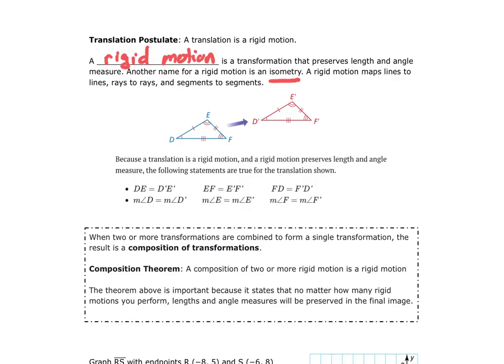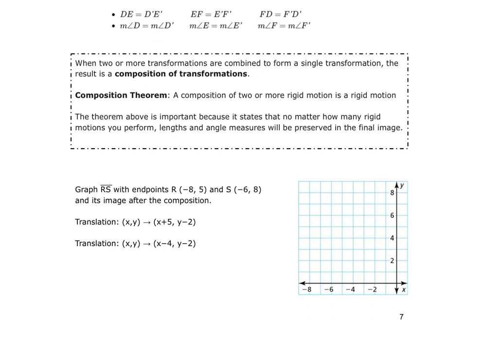So when it's a rigid motion, when we simply just slide it, the figure has not been changed at all. Everything is preserved in that movement, in that change, in that slide. Okay, and that's what this is saying here. All 3 segments are the same, all 3 angles are the same. Nothing happens, nothing changes. They're all preserved.